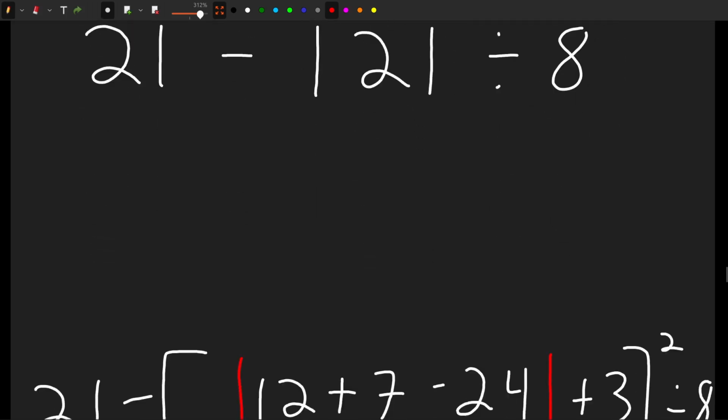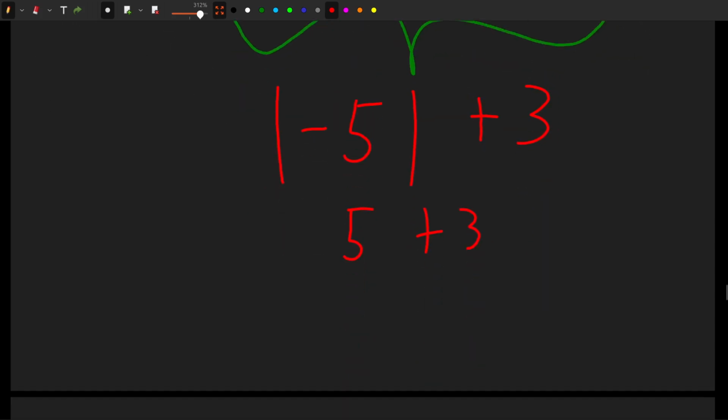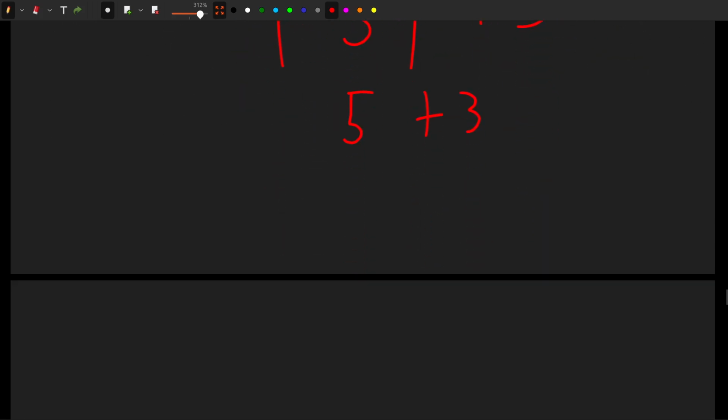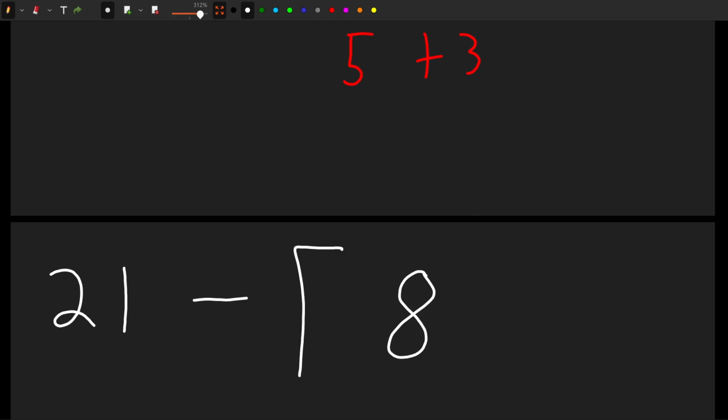Oops, something happened. Let's go down a bit. There we go. 5 plus 3 is now 8. So I'm going to write 8 in white. And I'm just going to bring back the rest of my terms. So I'm going to have 21 minus 8 squared divided by 8.